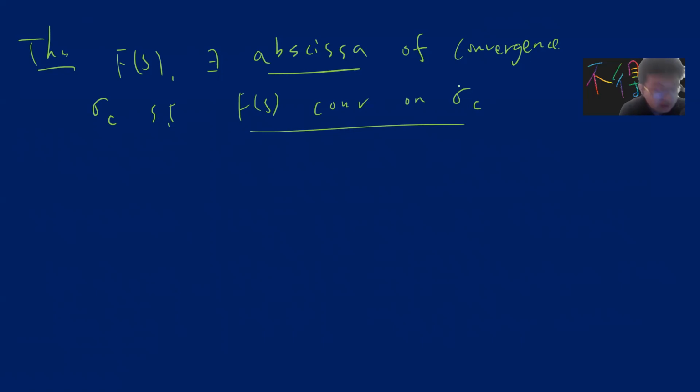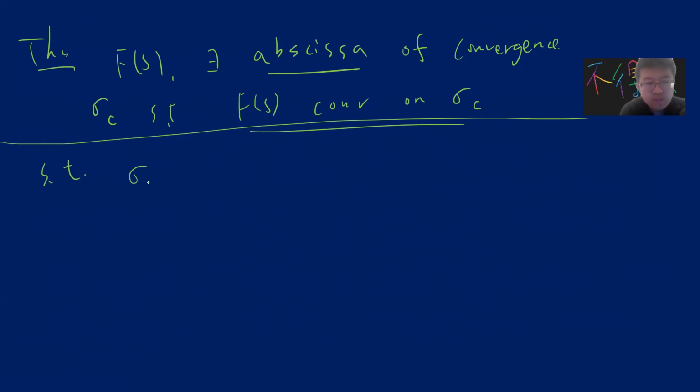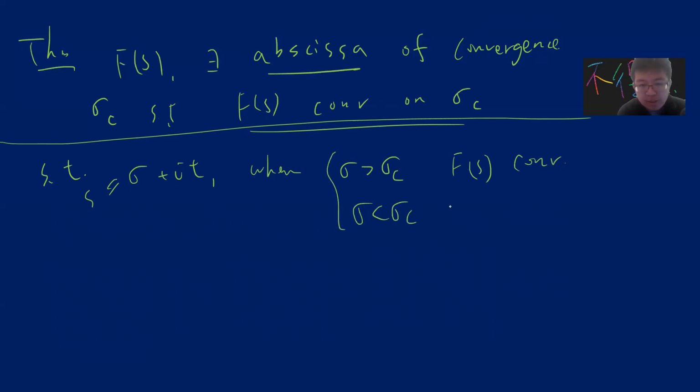Such that when s = sigma + it with sigma greater than sigma_C, F(s) converges, and when sigma is less than sigma_C, F(s) diverges. So you can also always find a line with this property.